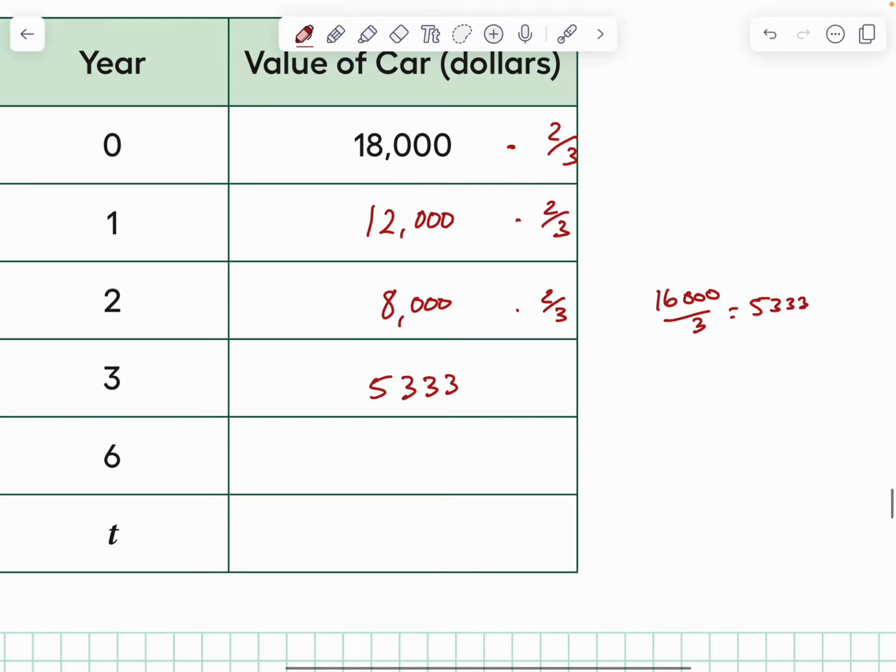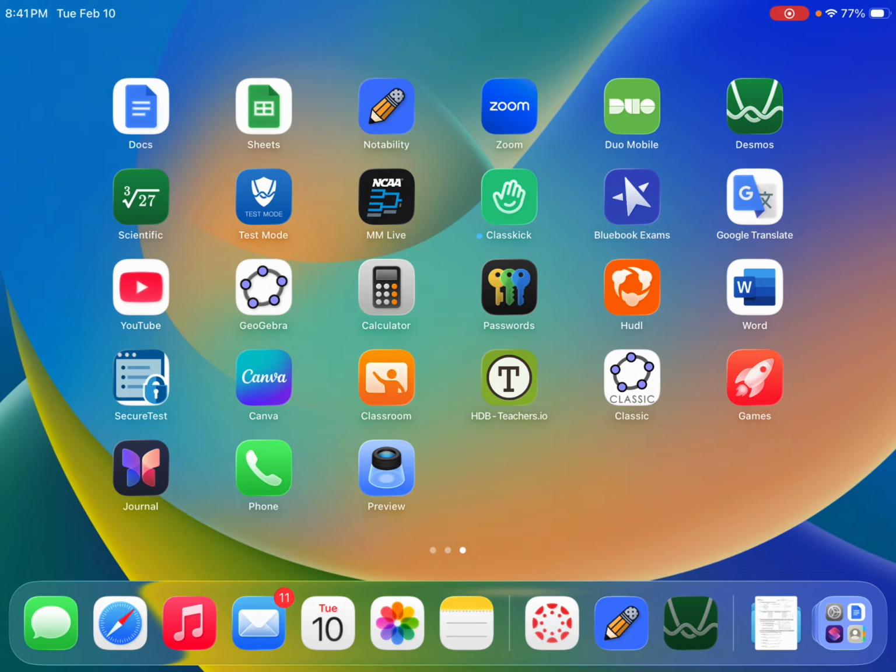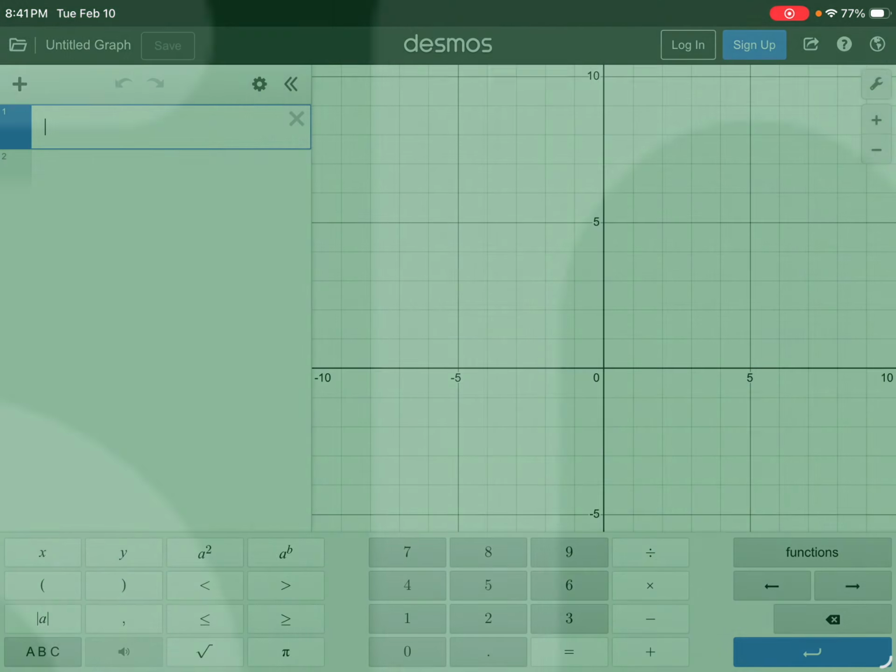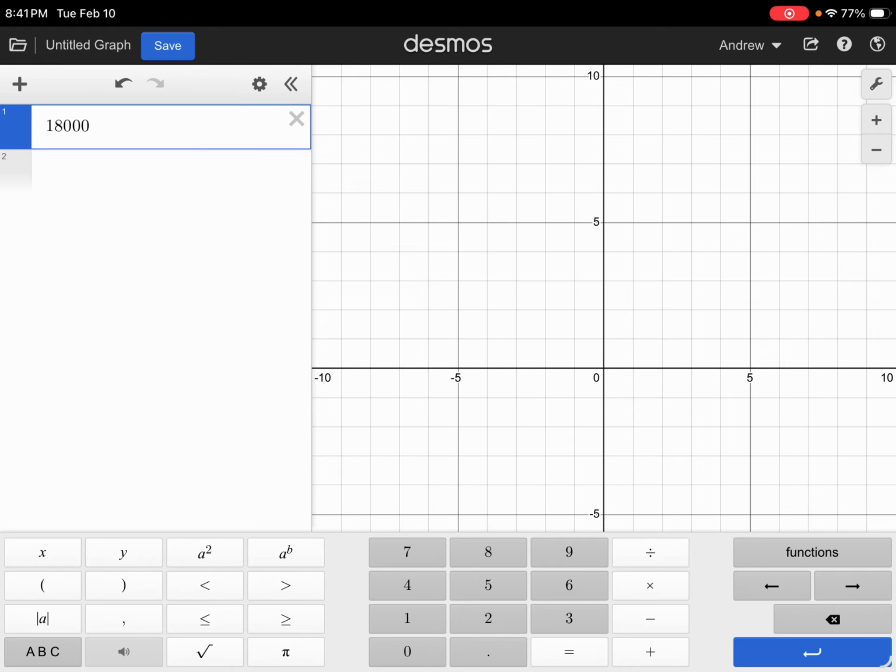Now what about the sixth year? What about the T year? Well, this is where we would write the function. And we would say that it started at 18,000 and it goes down 1/3 every year. So it'd be 2/3 of its original value to the T power. So when I plug that in, there we go, times 2/3 to the power of, we'll say x, even though we wrote T.